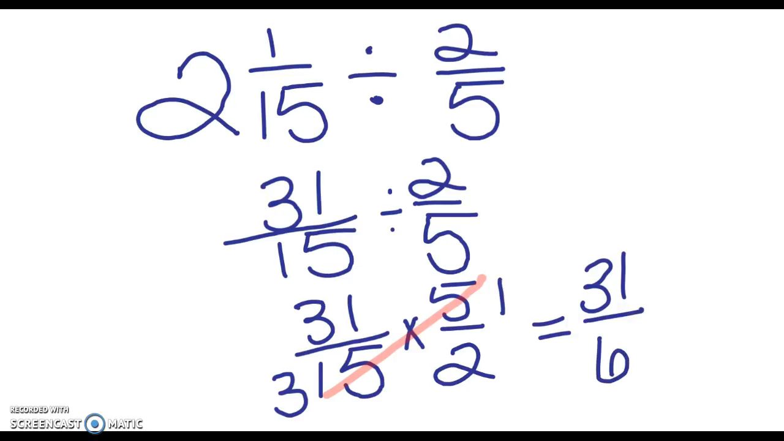And then I'm going to turn this back into a mixed number. So 6 goes into 31 5 times. Remainder 1. Denominator stays 6.